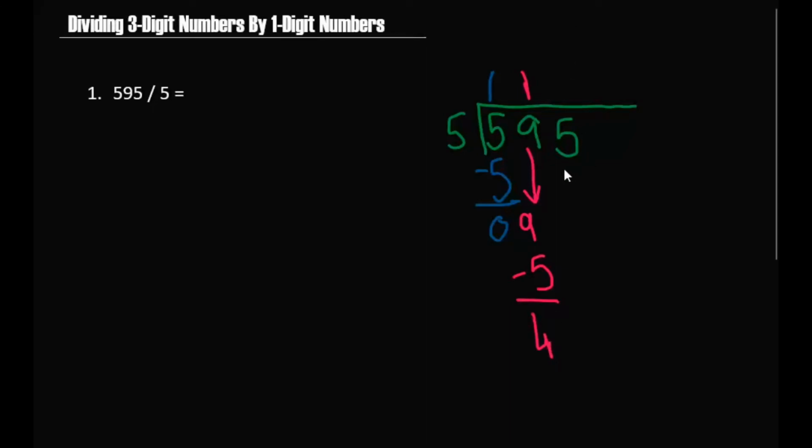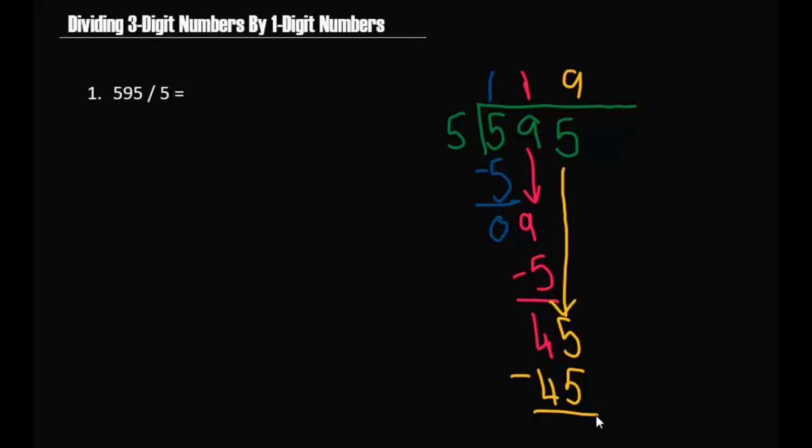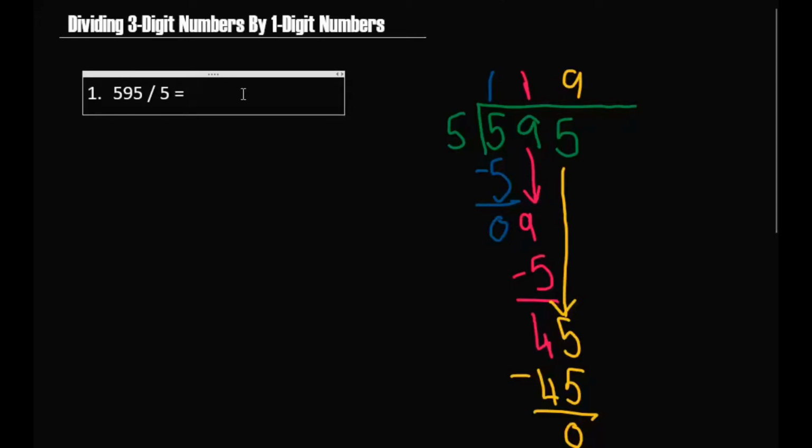Now we have to bring the last number down. When we bring 5 down, the number is 45. 5 goes into 45 exactly 9 times. So we write a 9 up here. And we subtract 45 from 45. 45 minus 45 is 0. So we're just going to type in our answer. Our answer is 119.